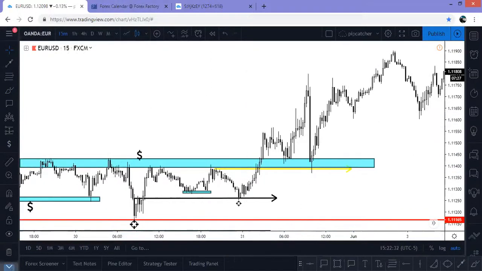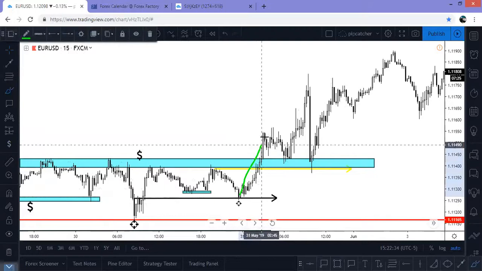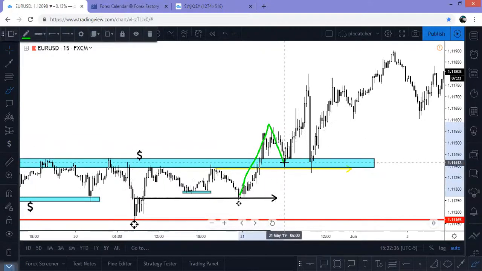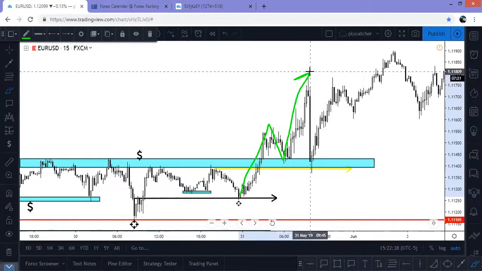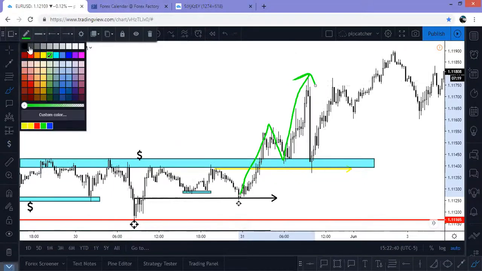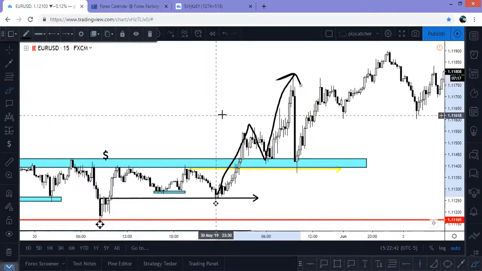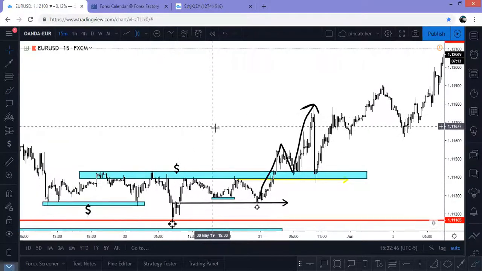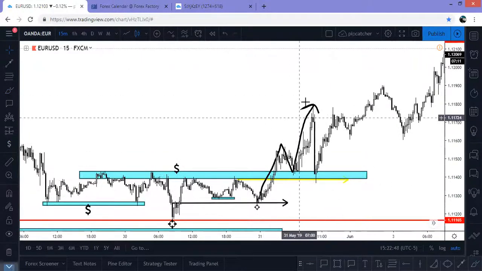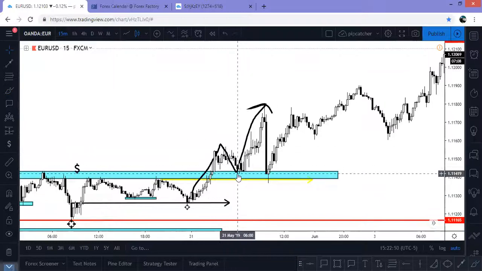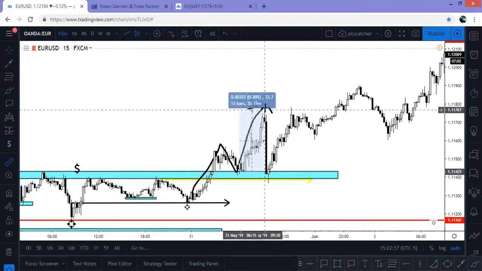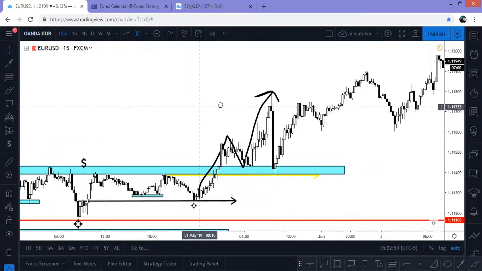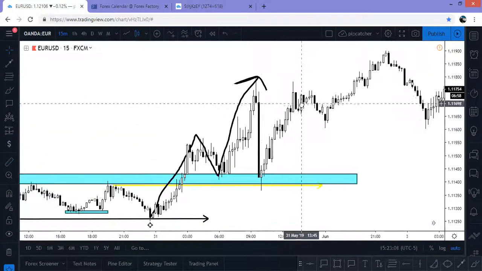Okay, watch this. So we had a break of structure, a retest, and then we took off, okay? That's what happened, right? Retail had a good run, okay? So they made money. They got their break, retest, and caught about a good 36 pips.